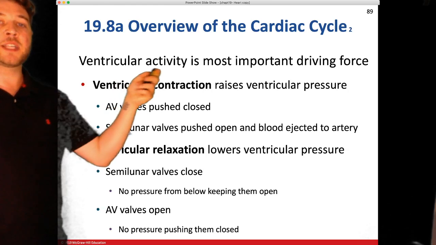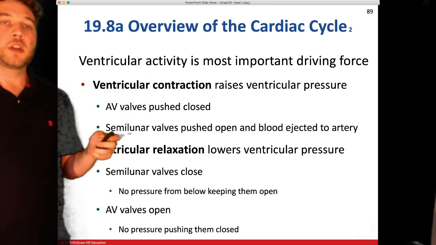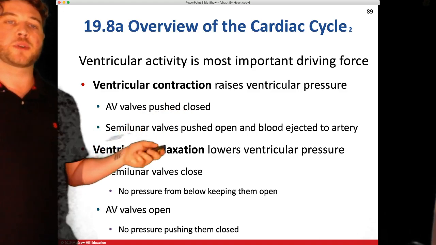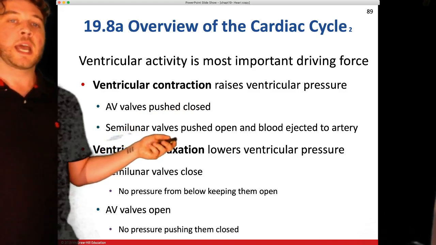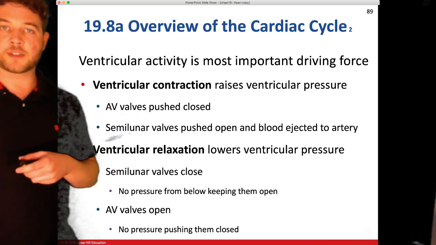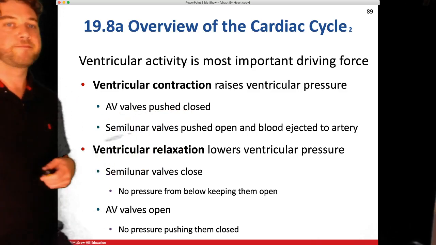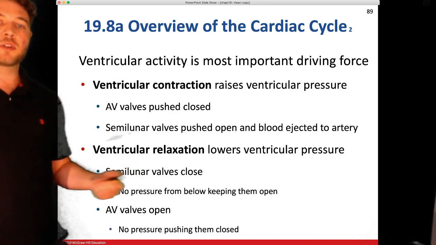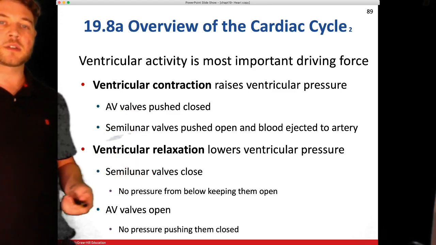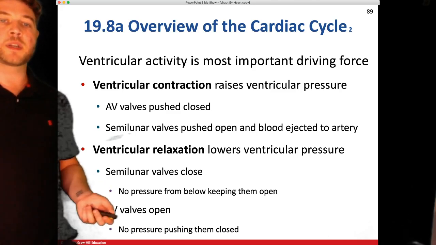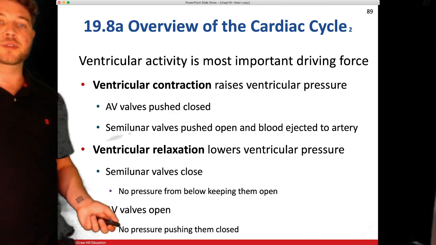The ventricular activity is the most important driving force. Your ventricular contraction raises your ventricular pressure, the AV valves are pushed closed, and the semilunar valves are pushed open as blood is ejected into the arteries. Again, this is both left and right ventricles going to the lungs and the body. Your ventricular relaxation lowers ventricular pressure. Your semilunar valves out of the heart are going to be closing, because there's no pressure from the ventricles keeping them open. And the AV valves are going to start to open because there's no pressure from the ventricles closing them.